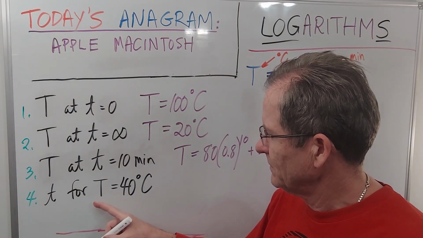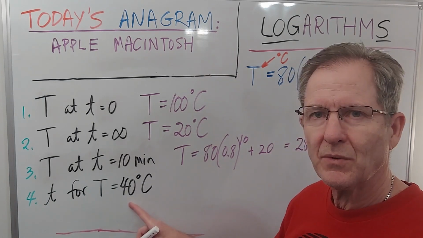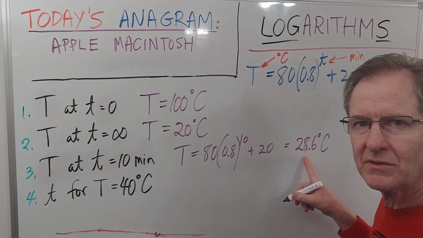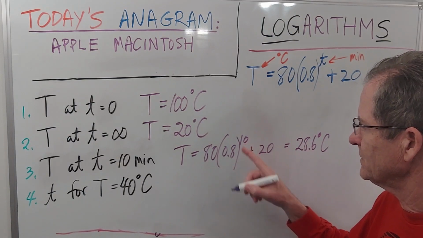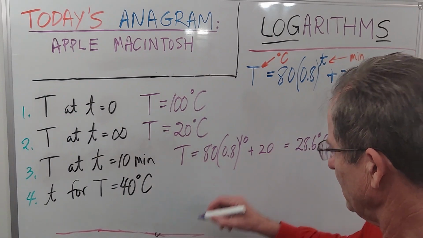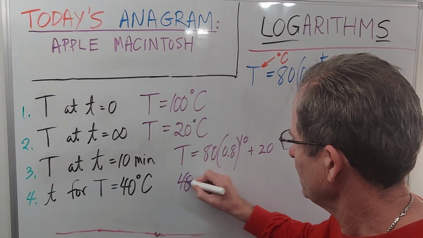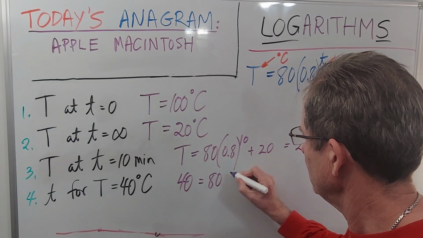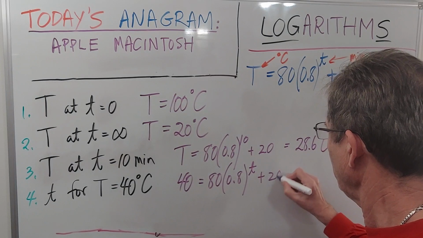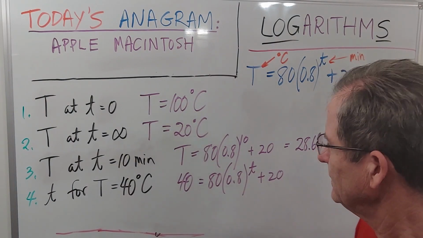Now let's find out the time it's going to take to cool down to 40 degrees. Well, this is already past 40, so it's going to be less than 10 minutes to get to 40 degrees. So let's calculate that. Here I put 40 on the left-hand side. And then the question becomes, how do you solve an equation like that?